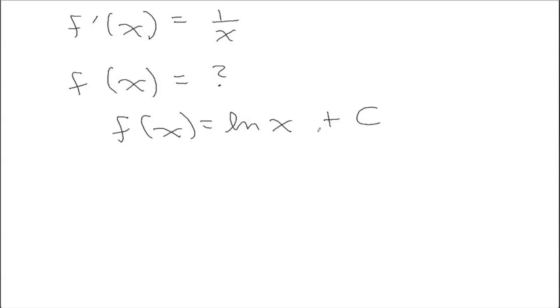How do you know? Because if you take the derivative of natural log of x plus c, you get 1/x. Excellent. So how could you figure that out? Well, you just have to ask yourself, what is the function whose derivative is 1/x? The natural log of x. Excellent. Good. All right. Why did you put in the plus c?